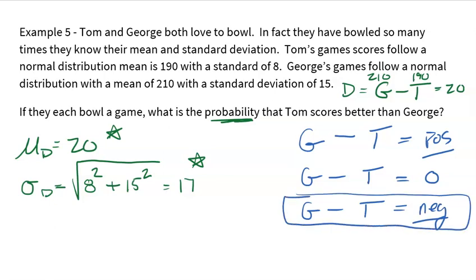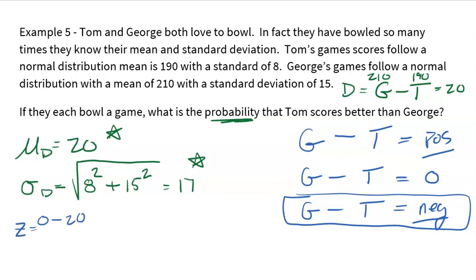I'm not looking for a positive result because that's when George does better. I'm looking for a negative result when Tom does better. And that means I need to focus on 0, because a score of 0 is the cutoff between positive, George does better, and negative, Tom does better. So what I need to do is find the z-score for 0.